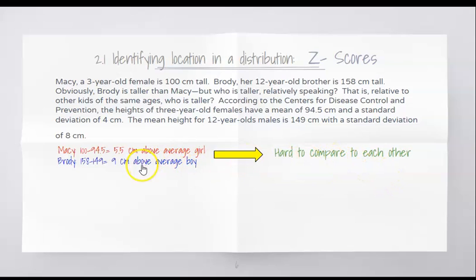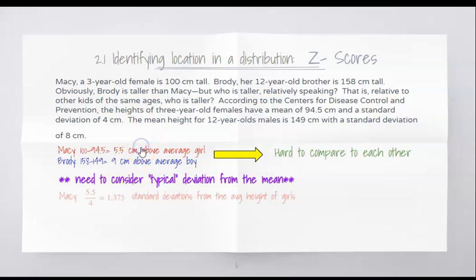We need to standardize them so that we can compare apples to apples, if you will. So you have to consider the typical deviation from the mean. You have to pull in this standard deviation and figure out how that plays into this, because girls apparently vary less than boys do. Look at that. Girls vary by 4 centimeters, boys vary by 8. So we need to factor that in. So we use a z-score. If I take her difference from the average, she's above average, right? 5.5, and divide it by the standard deviation for girls her age, she's 1.375 standard deviations from the average height.